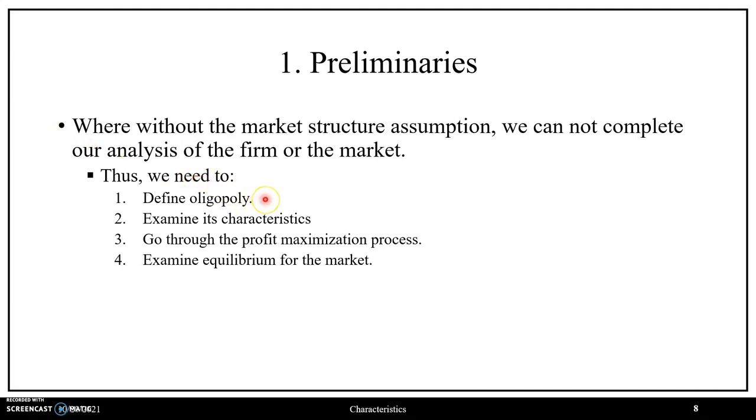Therefore, as we did with our prior two market structures, we need to define oligopoly in order to examine its characteristics, which will then allow us to go through the profit maximization process for an oligopolist, and then conclude by examining equilibrium for the market.